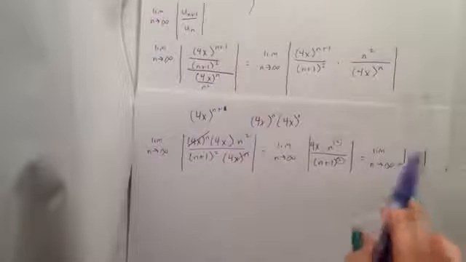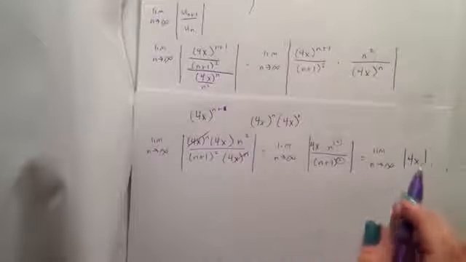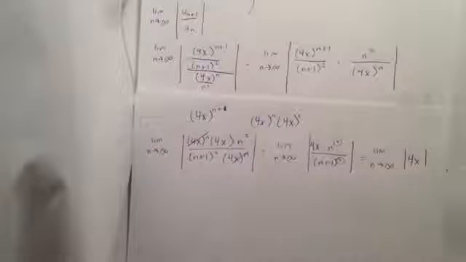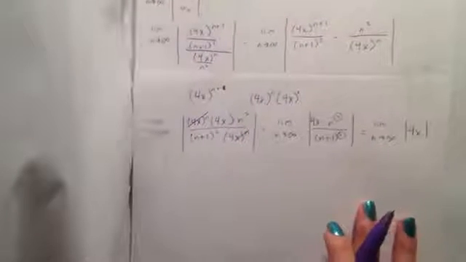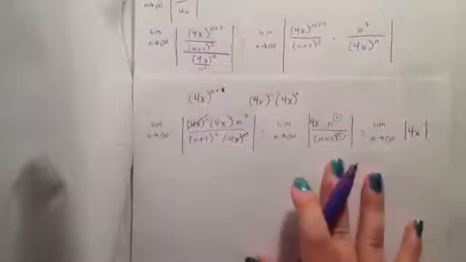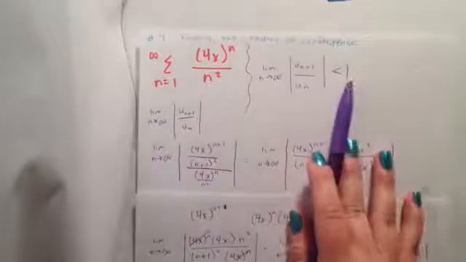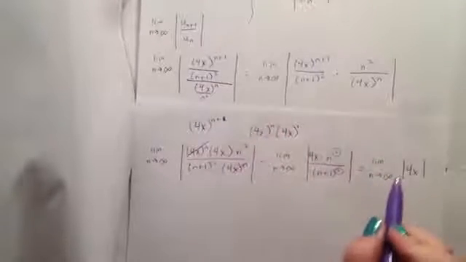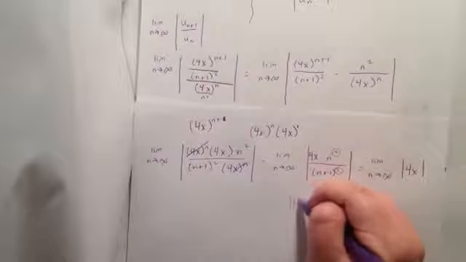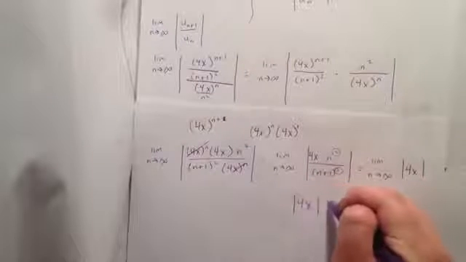Now, we leave the absolute value sign, and we're going to continue to use the ratio test. So, what did it say? It said that it converges absolutely when it's less than 1. So we're just going to set the absolute value of 4x less than 1.